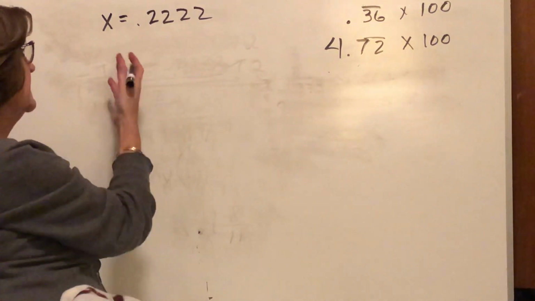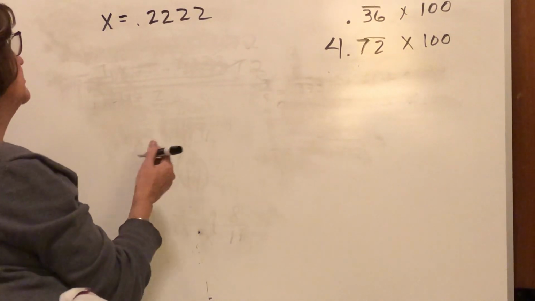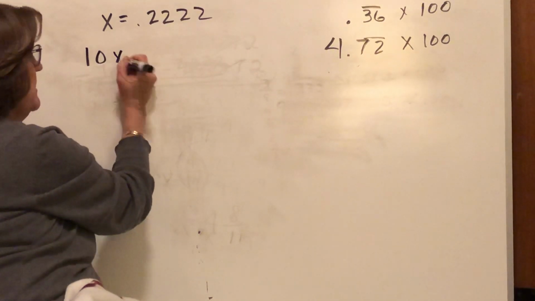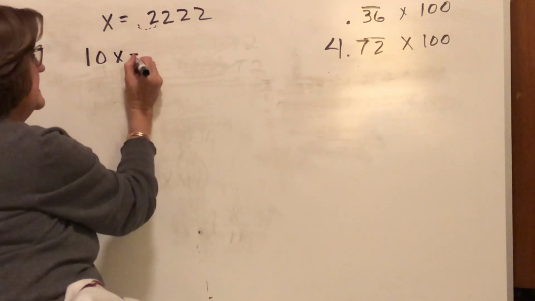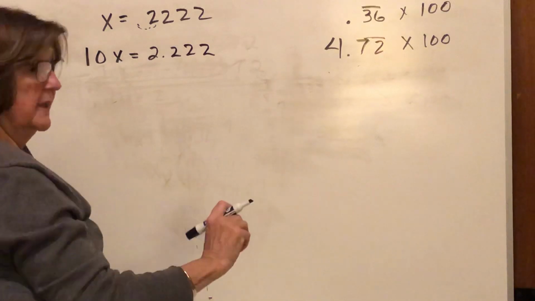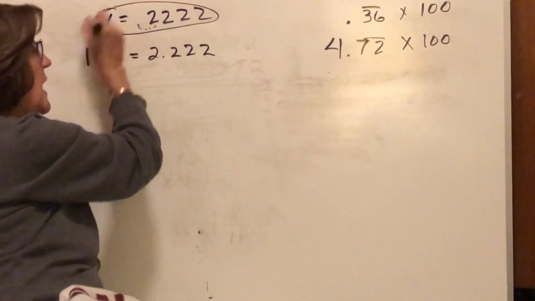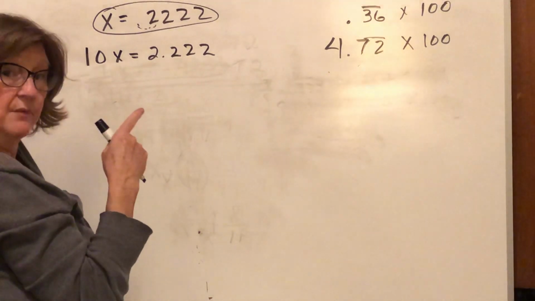Now, once I've done that, I know I said I have to move my decimals, so I'm going to need a multiple of 10. If I multiply both sides by 10, that will move my decimal right there. It's equal to 2.222. Okay. So I have an original statement. This original statement tells me what x is equal to, and I want to use this to get rid of my decimal.